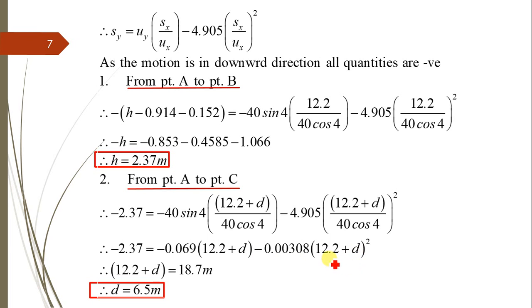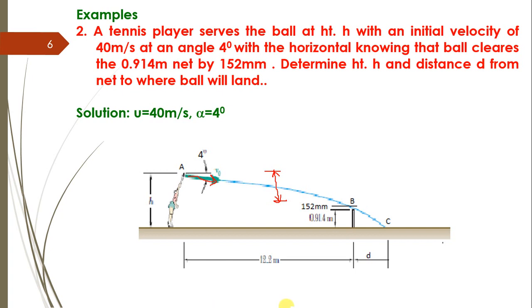This is a quadratic equation in terms of x, where x equals 12.2 plus d. This quantity will be x square, this quantity will be x, and this will be the constant. Solving this quadratic equation, we get the value of x equal to 18.7, where x is 12.2 plus d. So transferring 12.2 to the right hand side, finally d equals 6.5 meter. It means after clearing the net, the ball will land 6.5 meter ahead of the net.